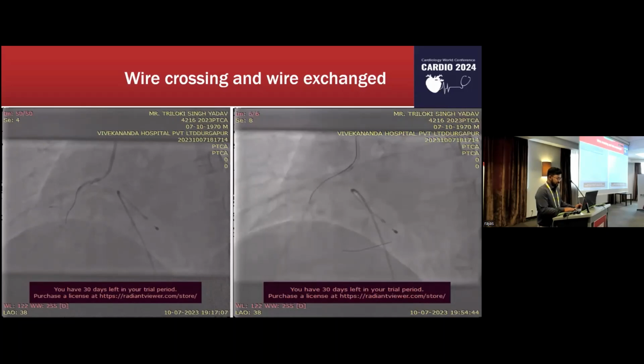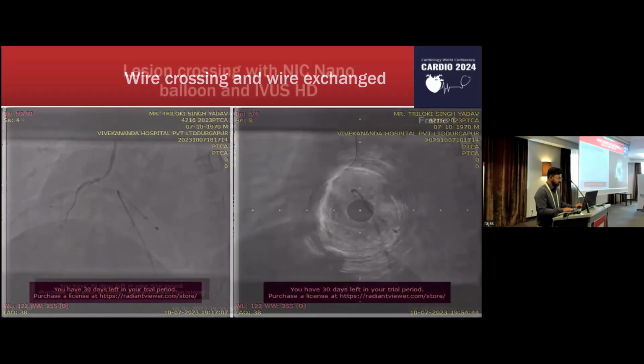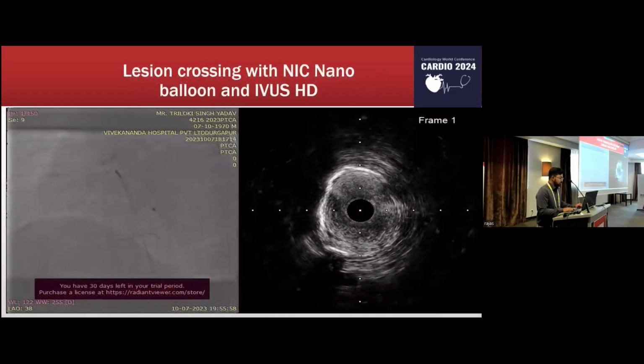You can see in this, I am able to cross the lesion. After crossing the lesion, I have to exchange the wire into the workhorse wire. And obviously, since it was a very critical lesion and RCA was 100% occluded, LAD was 100% occluded, and LCX was 95% occluded, I had to use this temporary pacemaker.